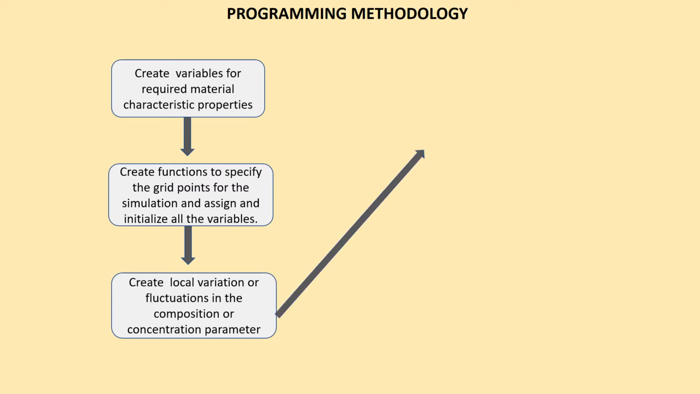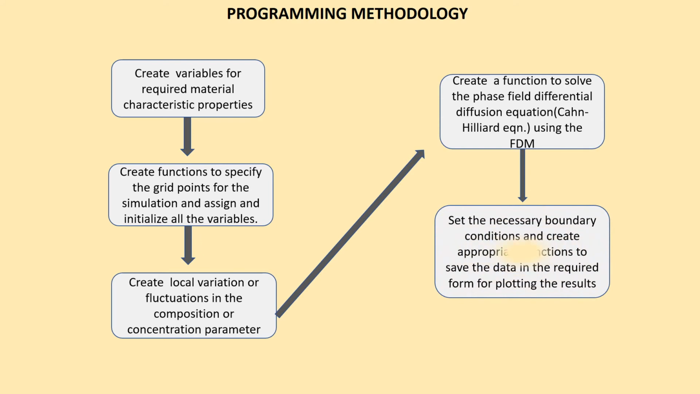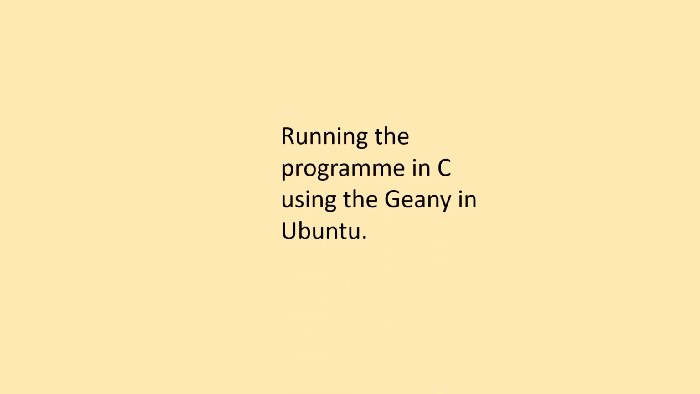You then need to create another function that has to solve the phase field differential diffusion equation, also known as the Cahn-Hilliard equation, using the finite difference method. After this, you need to have another function that would set the boundary conditions and also create appropriate functions to save the data in the required form for plotting the results finally. Now I'm going to run the program in C using Geany in Ubuntu.